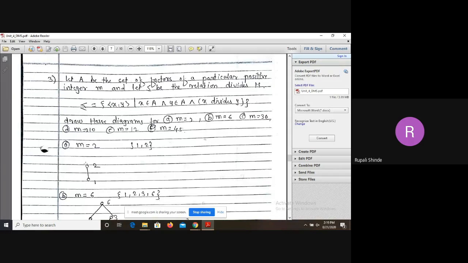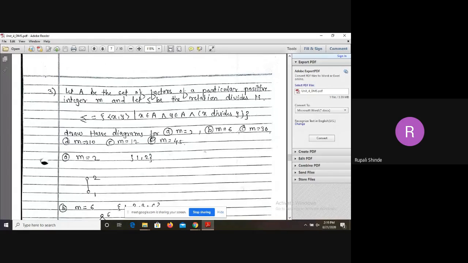So have you understood how we have drawn this first diagram? Hello? Yes, ma'am. Okay.